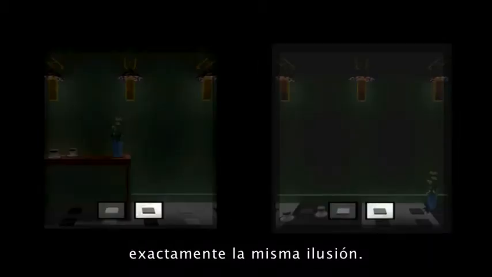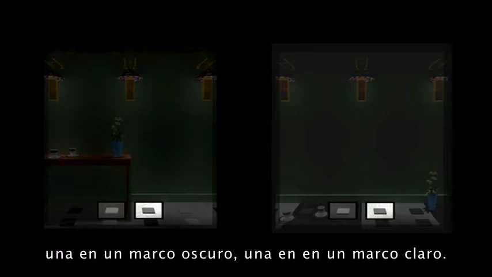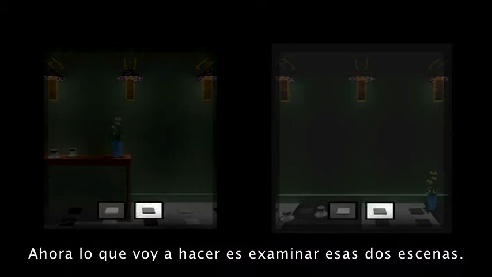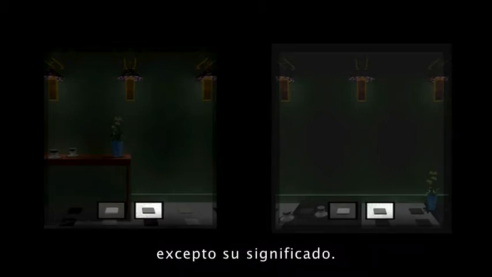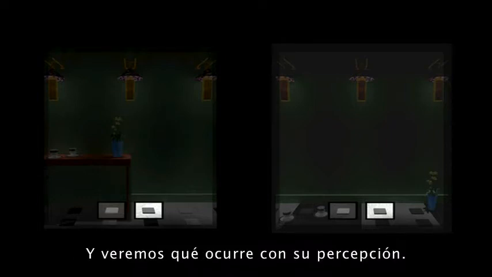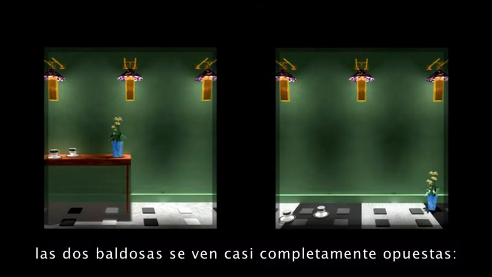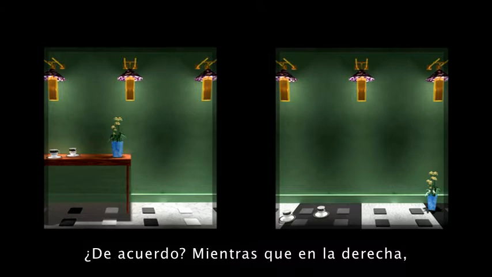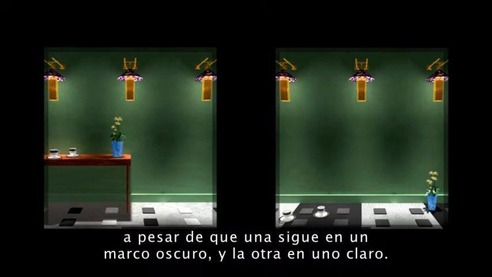Here we have that exact same illusion. We have two identical tiles on the left, one in a dark surround, one in a light surround, and the same thing over on the right. Now what I'm going to do is reveal those two scenes, but I'm not going to change anything within those boxes, except their meaning, and see what happens to your perception. Notice that on the left, the two tiles look nearly completely opposite, one very white and one very dark, right? Whereas on the right, the two tiles look nearly the same. And yet, there is still one on a dark surround and one on a light surround.